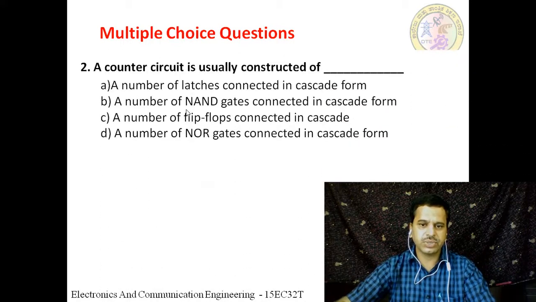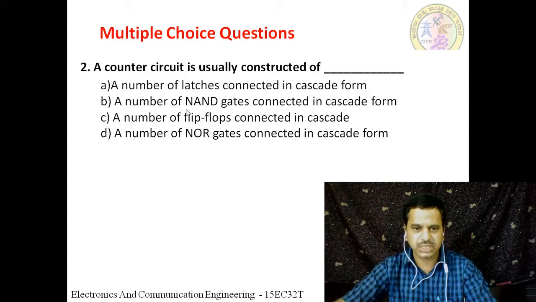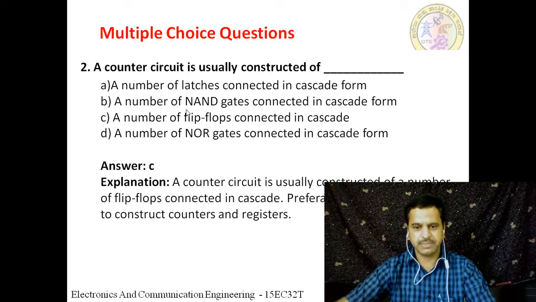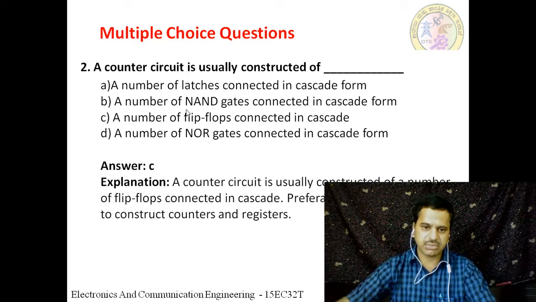Second question. A counter circuit is usually constructed of latches, NAND gates, flip-flops, or NOR gates. We construct the counter using flip-flops. Answer C, because we cannot construct the counter using NAND gates, latches or NOR gates here.